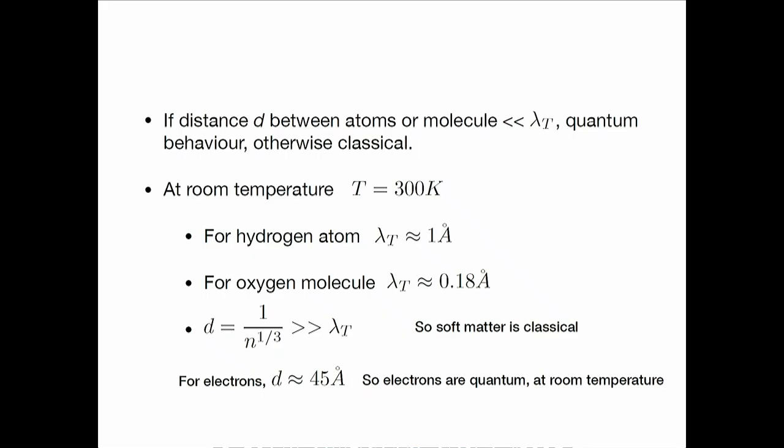And so since we are looking always at scales which are typically larger than these, we can use classical mechanics to describe the system. The only exception, usually, is when you look at electrons. So electrons are 2,000 times lighter than protons. So the length is 1 over square root of 2,000, and the length is 45 angstroms. And therefore, if you look at an electron gas in a metal, even at room temperature, it is quantum. And there is no way you can describe an electron gas as classical particles, even at room temperature.